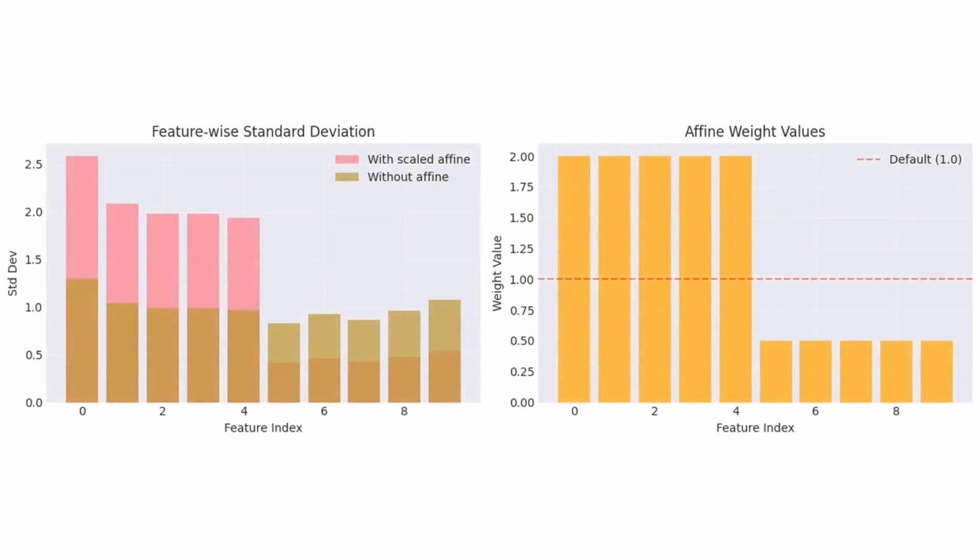The visualizations clearly show the impact of affine parameters. In the left plot, we see how the scaled affine weights create different standard deviations for different features, while without affine parameters, all features have similar spreads. The right plot shows our manually set weight values, with the first 5 features scaled to 2 and the last 5 scaled to 0.5. This feature-wise scaling capability is crucial for model expressiveness, allowing the network to learn which features should have larger or smaller magnitudes.